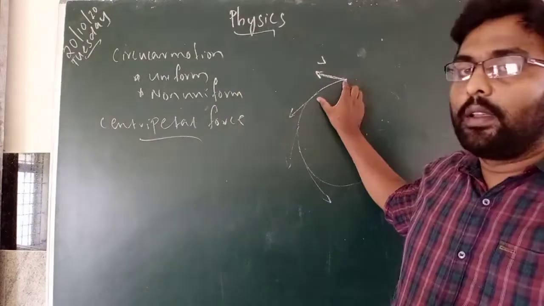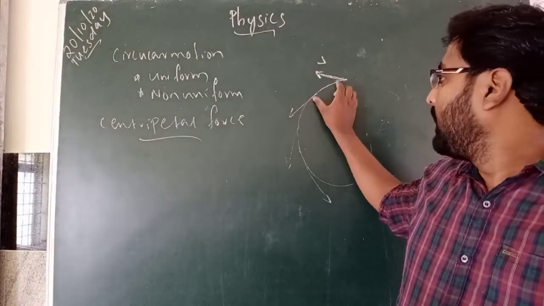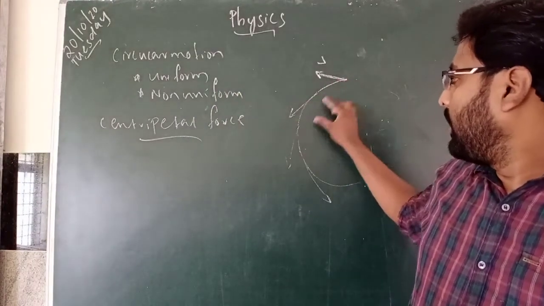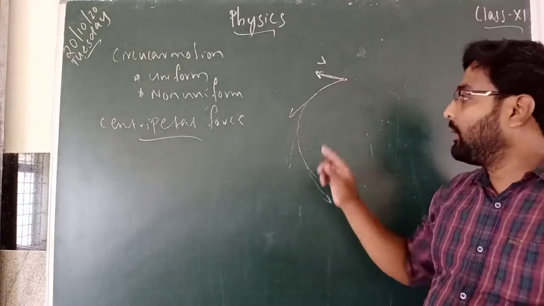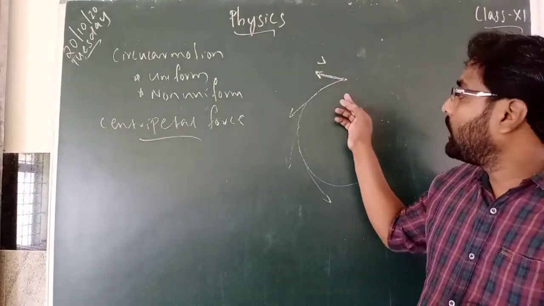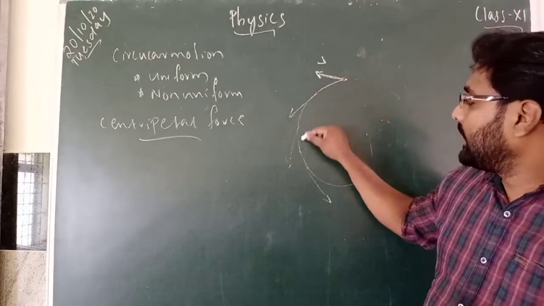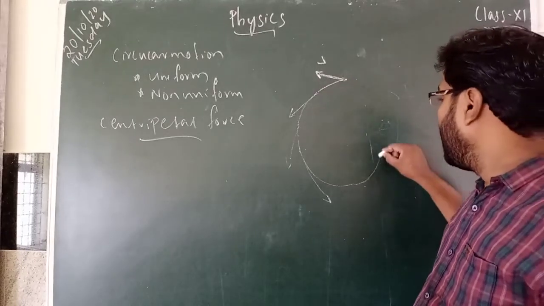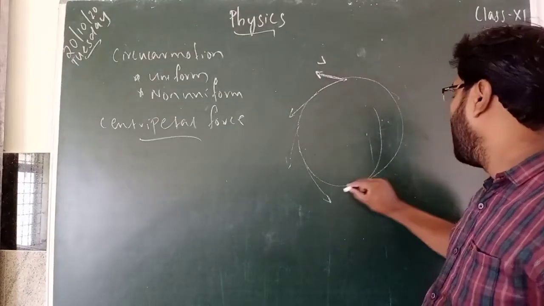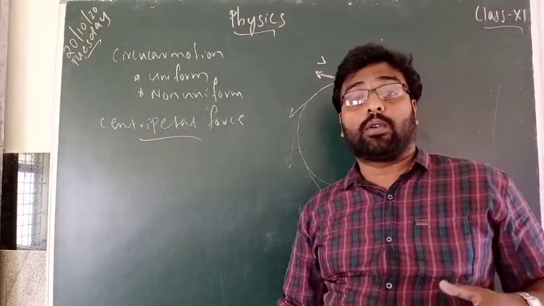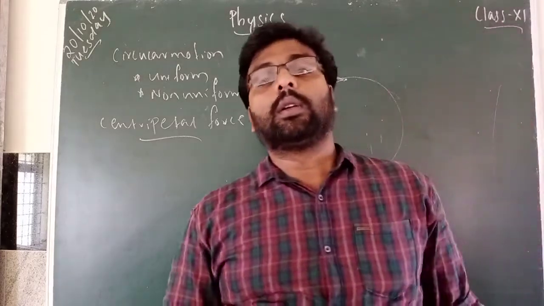So you see, the velocity is the same at each point, but the direction of the motion of the particle is changed. So we get a circular motion, or rather, uniform circular motion.